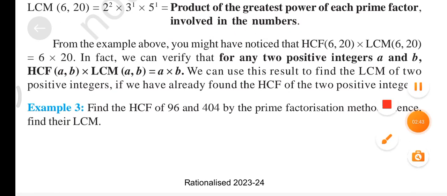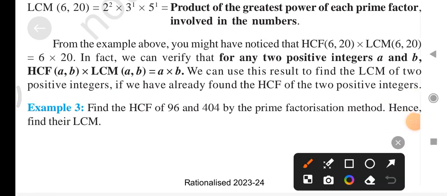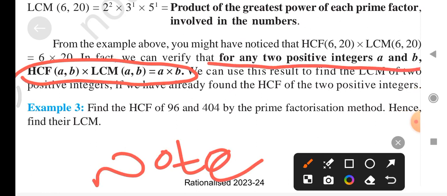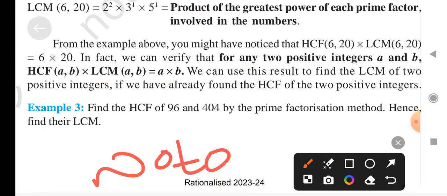Note: for any two positive integers a comma b, the highest common factor HCF of a comma b into LCM of a comma b is equal to a into b.